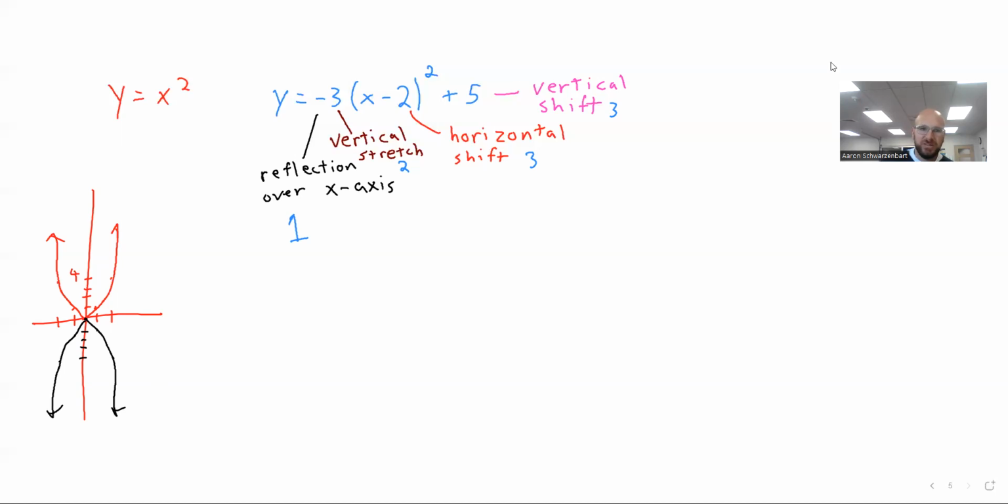Now my vertical stretch here, I multiply each one by 3. So instead of being negative 1, now I'm at negative 3. This is 5. Instead of being 2, 4, now I'm multiplying 4 by 3. I'm multiplying the y coordinates by 3 because it's a vertical stretch. And now I'm down.